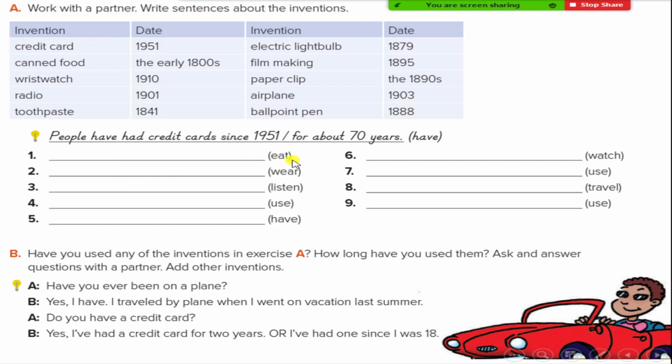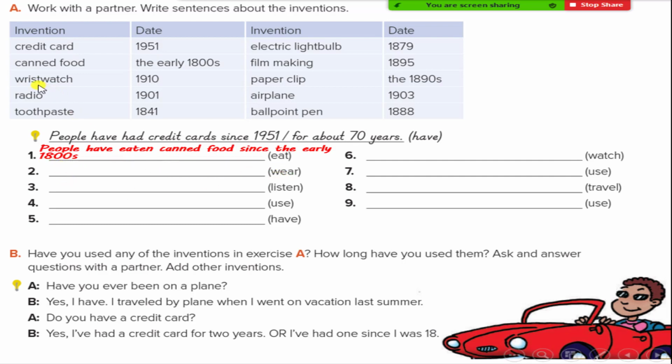Okay, eat. Use the verb eat. Use these words: can, food. Okay, Muhammad. People have eaten canned food since the early 19th. Yeah, very good. 18th or 19th. قرن 19 نقول 19th. Okay. Very good. Thank you, Muhammad. People have eaten canned food since the early 19th.